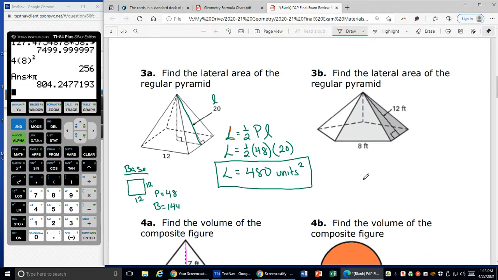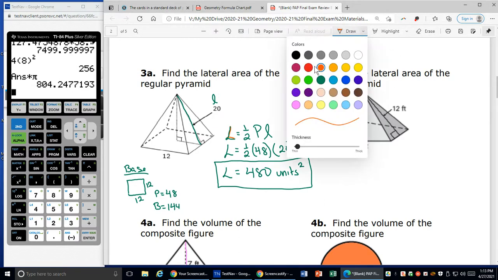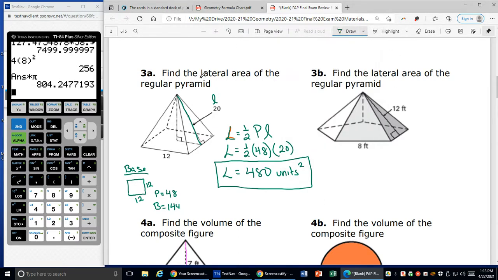Find the lateral area of the regular pyramid. So I'm going to use the same formula as last time because in both of them we were finding lateral areas of regular pyramids. So my lateral area equals 1/2 PL. So my lateral area equals 1/2 my base. In this regular pyramid, it's regular, so I know all the sides and angles are the same length.